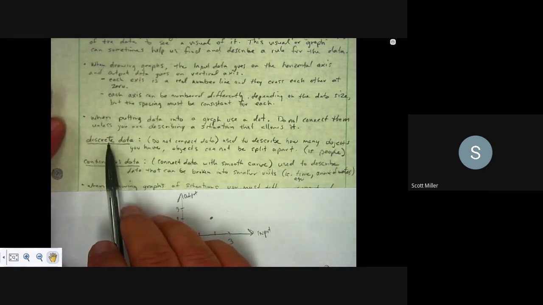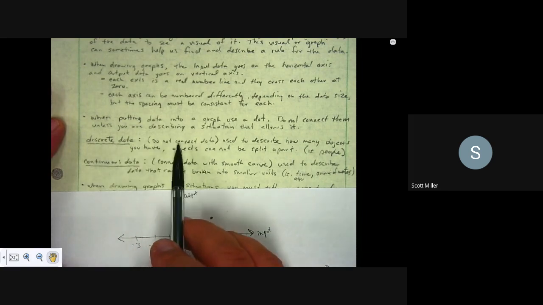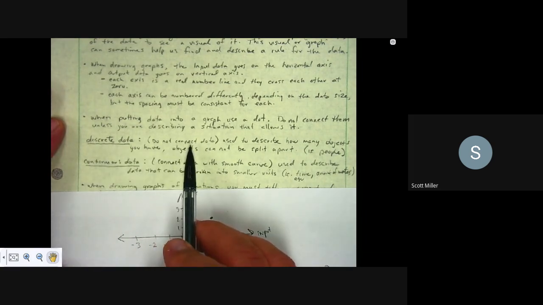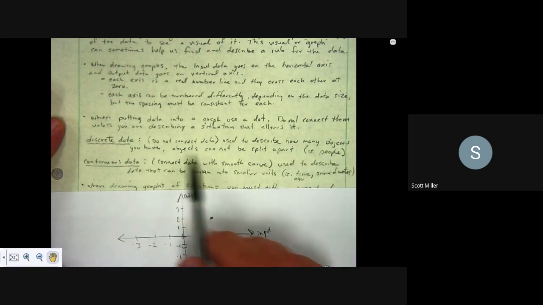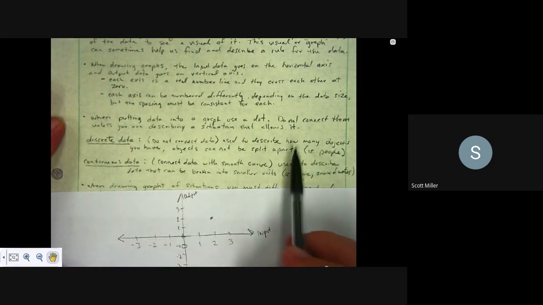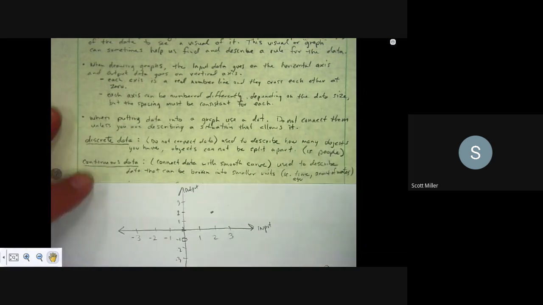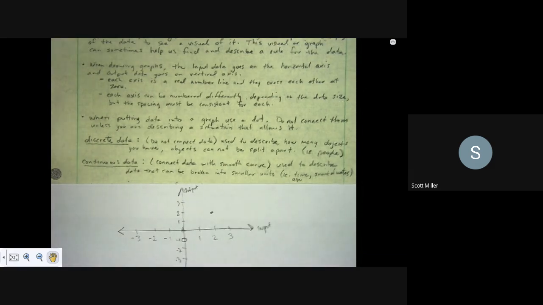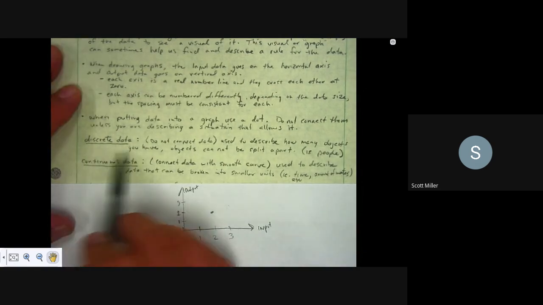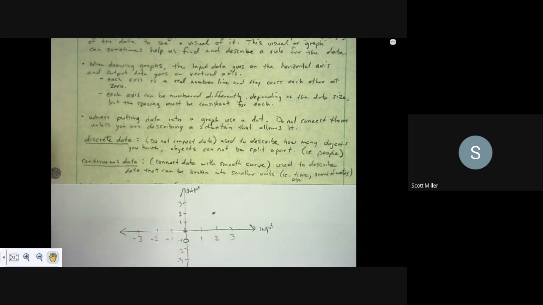A discrete type of data is the kind of information where you do not connect the dots. It's used to describe how many objects you have. Objects cannot be split apart. In other words, if I'm trying to put a bunch of dots on here representing the number of people, there is no dot halfway between 1 and 2. You cannot have half of a person represented. It's only whole people. So that would represent what's called a discrete graph. You do not connect the dots.